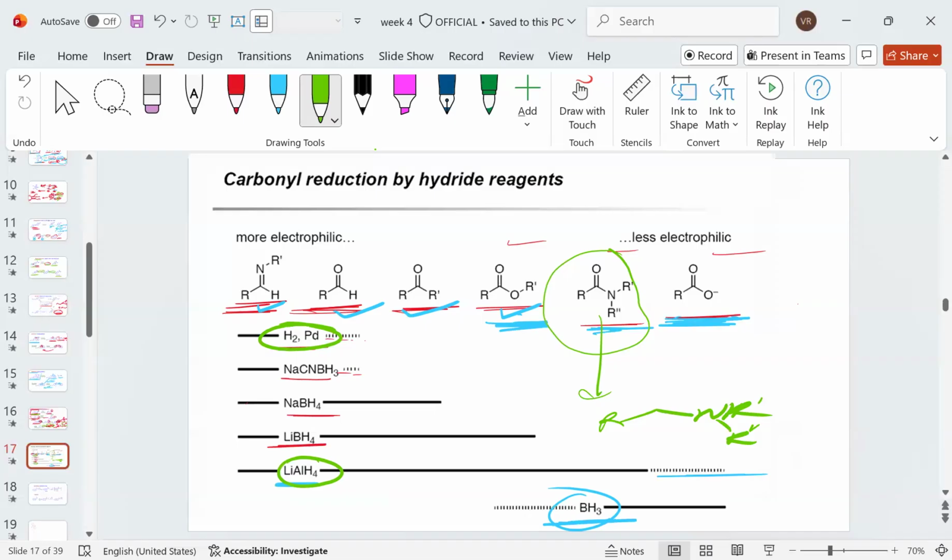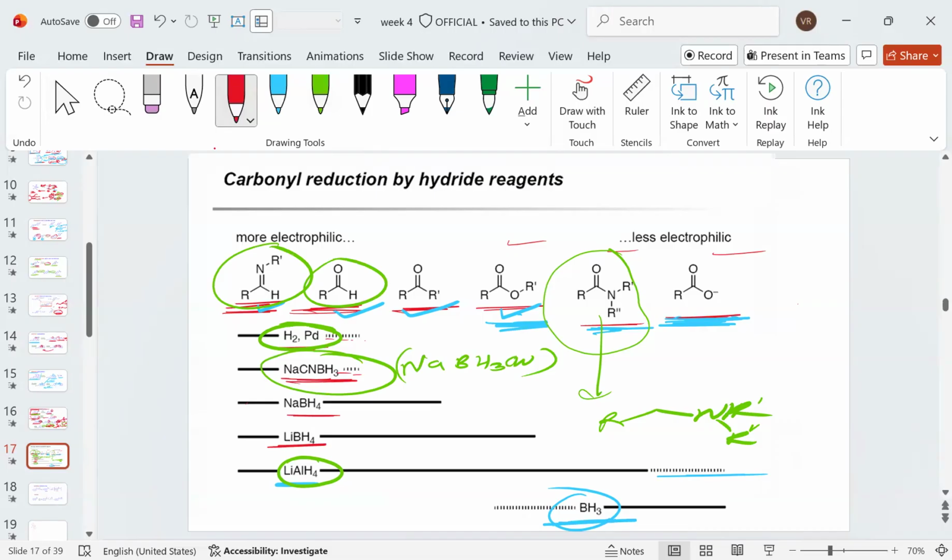If you have H2 and palladium catalyst, it can reduce imine to amine and aldehyde to alcohol. Second, if you use sodium cyanoborohydride, NaCNBH3, which we often see written as NaBH3CN, sometimes we get confused just by different representations of the same reagent, so don't get confused. Here it can reduce the imine, and at some point some reactive aldehydes as well. The imine is converted into the amine, and obviously the aldehyde can be converted into alcohol.